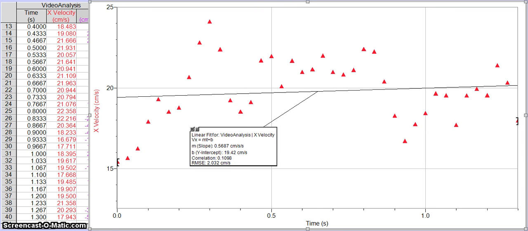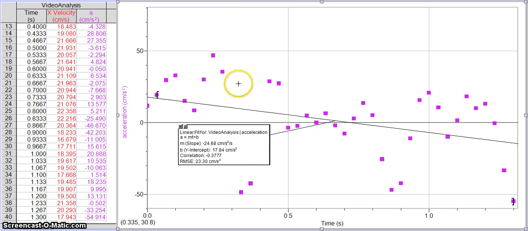So I tried drawing an acceleration time graph, and like our velocity time graph, it's just all over the place at different points in time. But it's not as close to zero as this should be. But then again, this is a real life model. There's a greater slope of negative 24.68, where in theory it should have been right by zero. But that's okay again because it's a real life model.